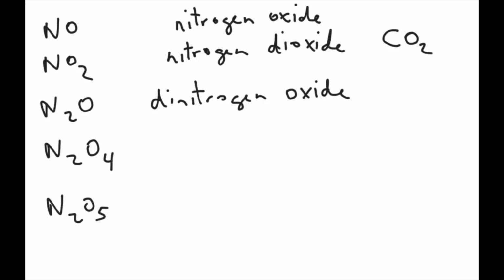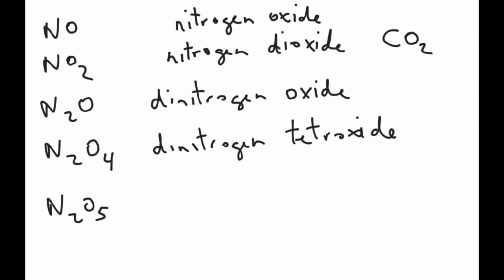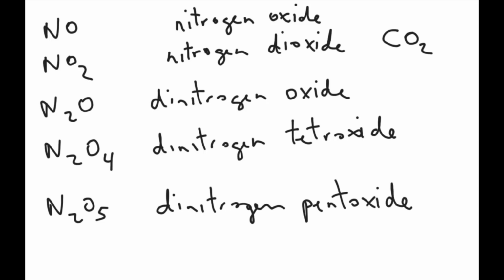On the fourth compound, this one, we have dinitrogen tetroxide, indicating that there's 4 oxygens, and finally we have a dinitrogen pentoxide, indicating that I've got 2 nitrogens and I've got 5 oxygens combined together.